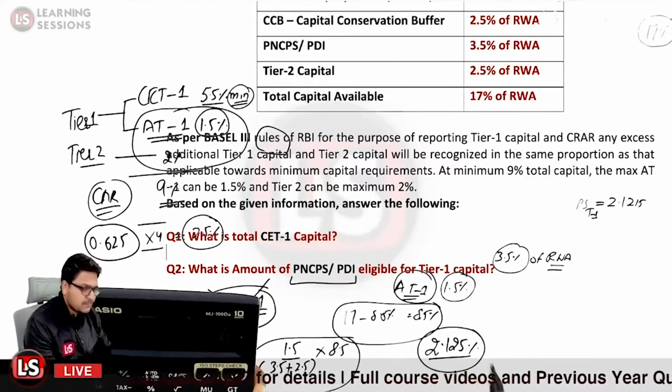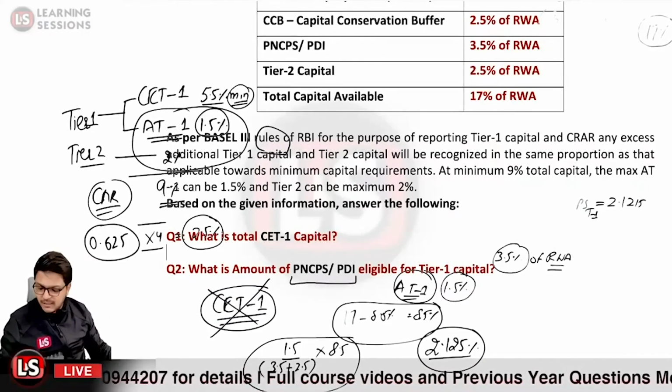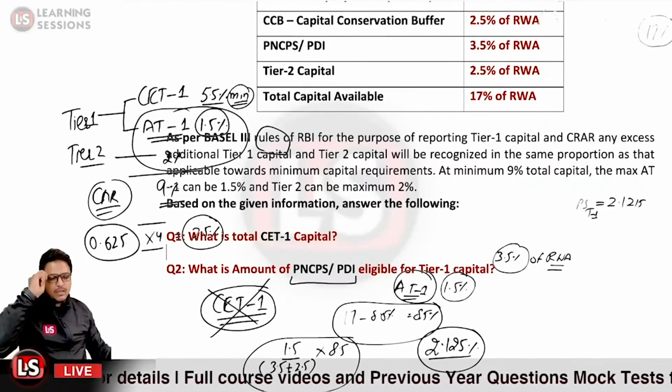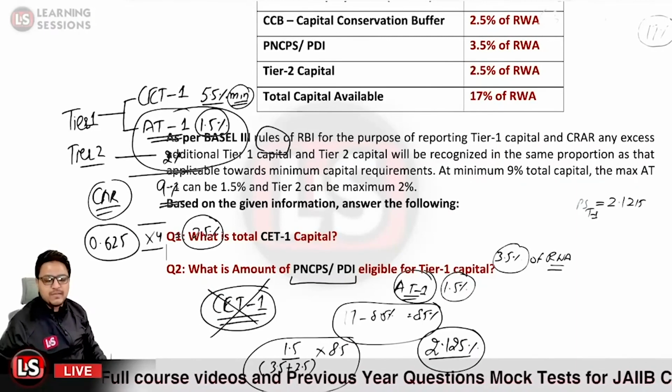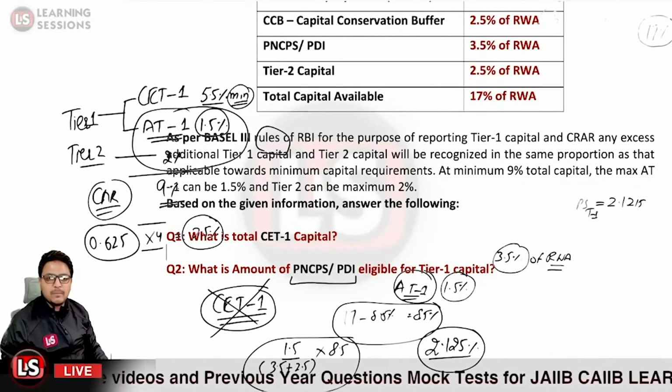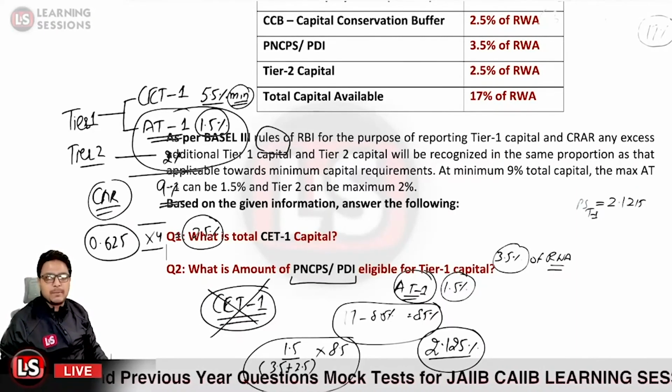2.125% would be the answer related to it. Is that clear? Okay. So 2.125% can be the component of the PNCPS related to the Tier 1 capital.